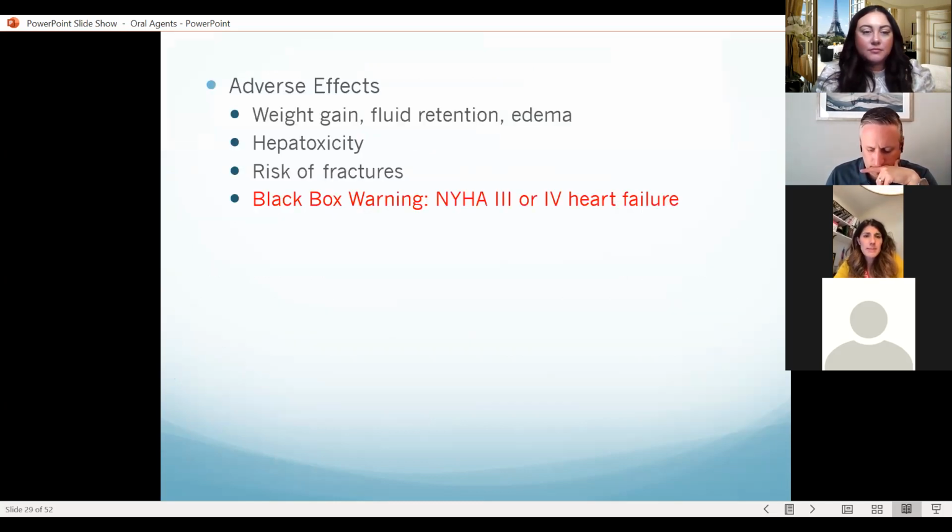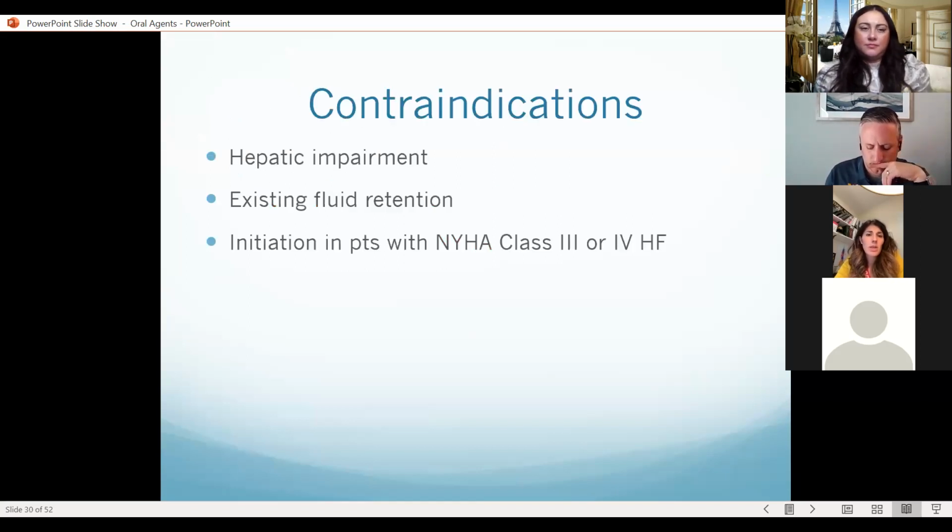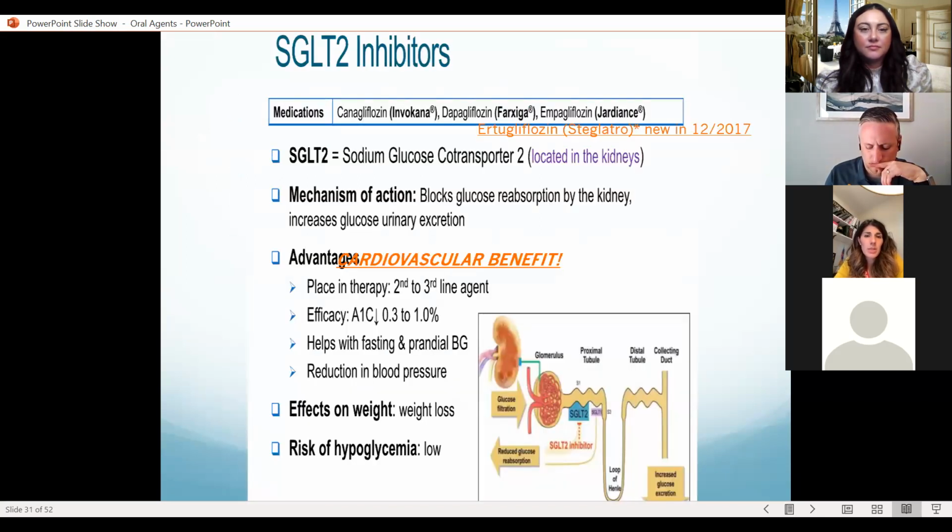Next slide, please. Adverse effects, we touched on this. So weight gain, liver toxicity, it can have increased risk of fracture. And then there's a black box warning on it. So in patients that have heart failure, we want to avoid this class. Next slide, please. Contraindicated if they do have liver disease, existing fluid retention from any cause, heart failure, nephrotic syndrome, and New York Heart Association class 3 or 4. So completely contraindicated.